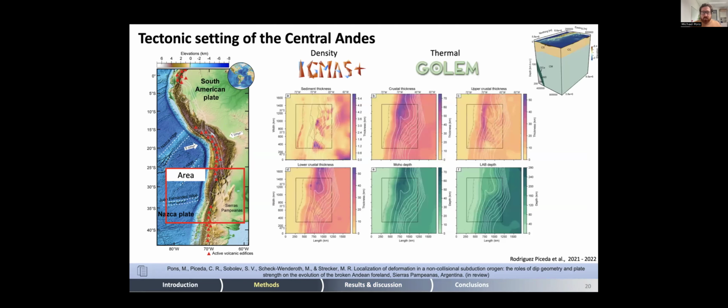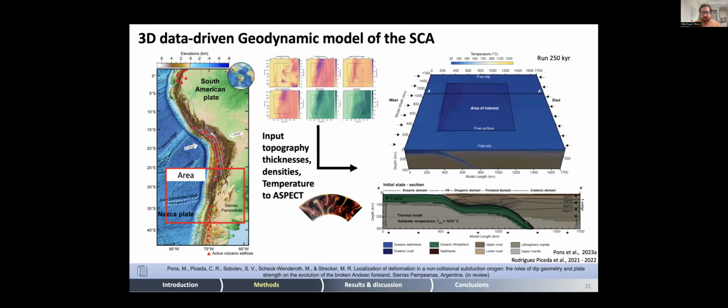To build this model, we have first built a lithosphere model of the area where we have constrained the density using gravity, as well as the thickness of the different layers of the lithosphere, and later on the thermal state of the lithosphere. This was the main work of Constanza Rodriguez Piceda during her PhD. And so we have implemented those different data into ASPECT to build a data-driven model of the area.